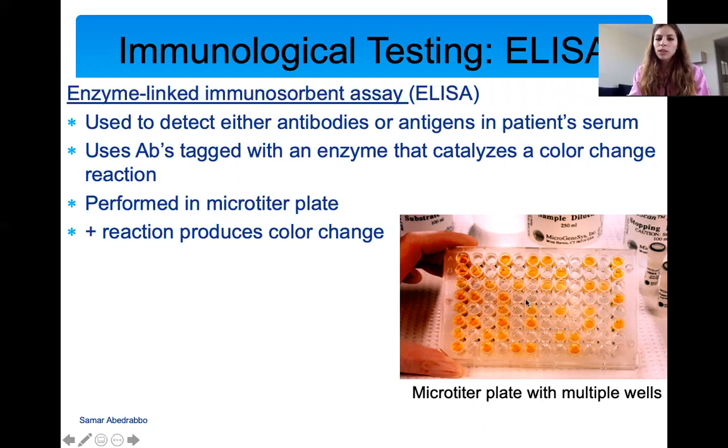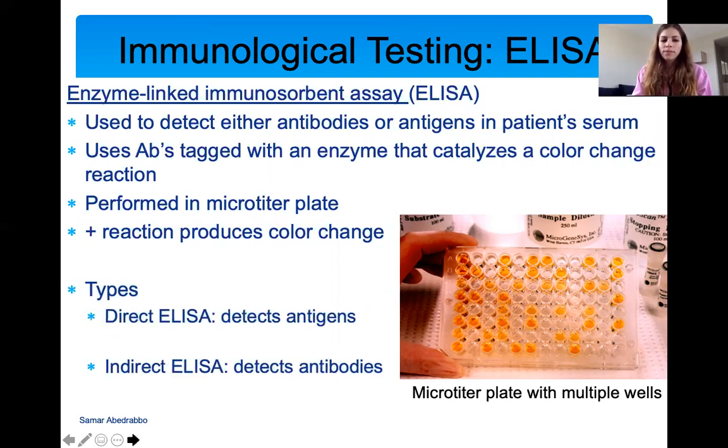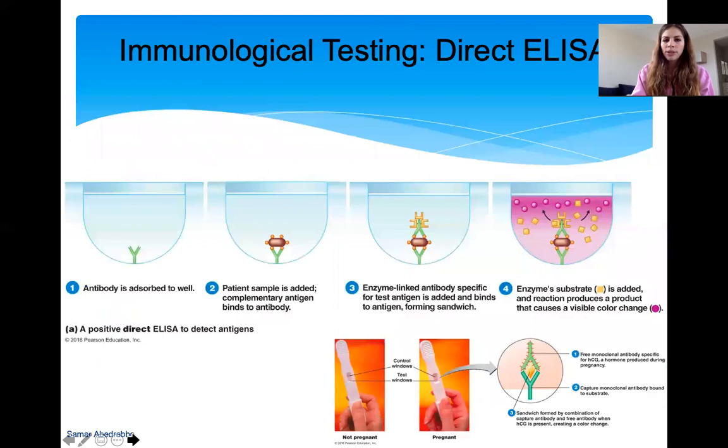So it's performed in a microtiter plate. A positive reaction produces a color change. So for example, this well right here, I would say that the patient doesn't have an infection because it stayed clear. Where we saw a color change, they do. And there's a direct ELISA, which detects antigens, and an indirect ELISA, which detects antibodies.